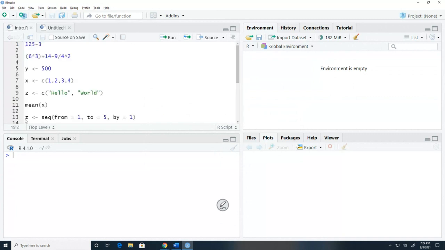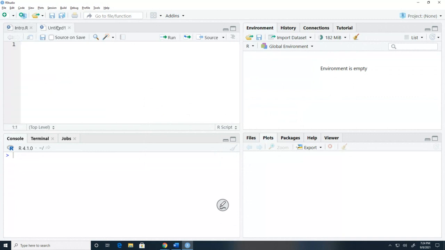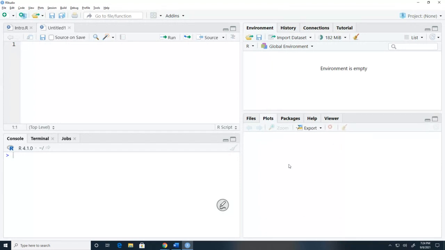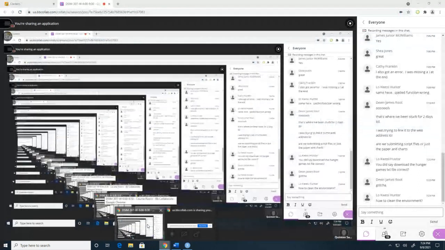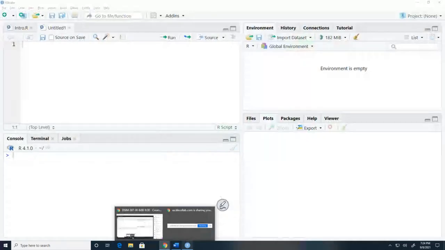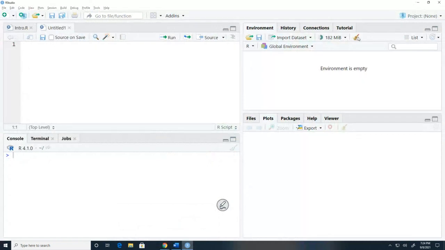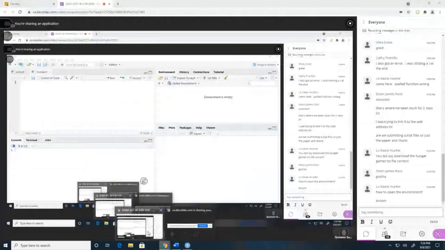So you can open a new one, or you can delete everything there, whatever you want to do. So, got a new script, clean environment, no plots right now, but your word cloud will populate down here once we get there. How to clean the environment, that's this little brush up here. Broom.